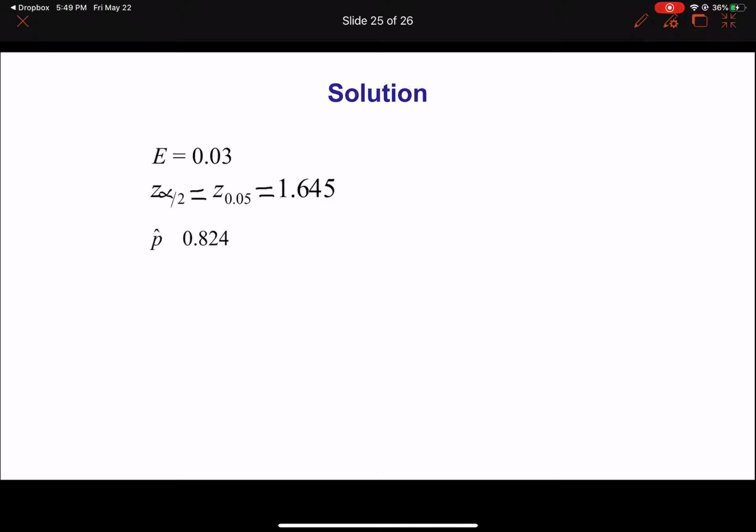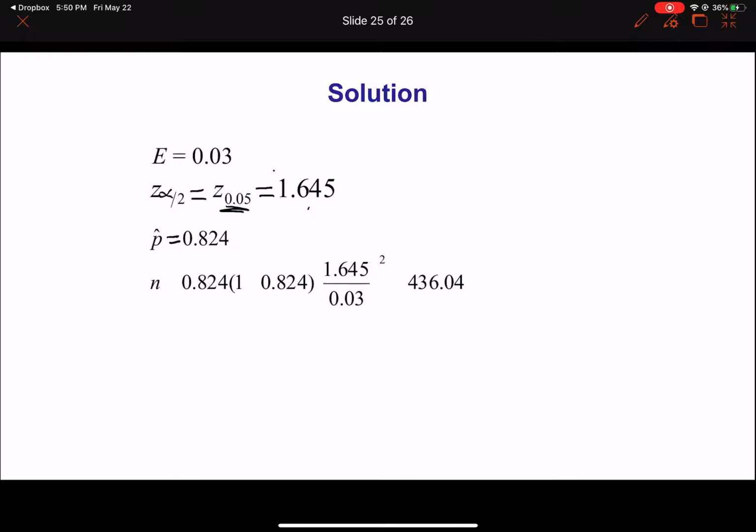We are using a 90% confidence interval. So remember, the area in the tail is 5%. So since the area in the tail is 5%, we're going to use the z-score for 0.95, or our critical value. Look, in the critical value at 90%, our tail is 0.05. So we're going to use 1.645 from our critical value. So we are using our p-hat of 0.824, because that was the prior study.